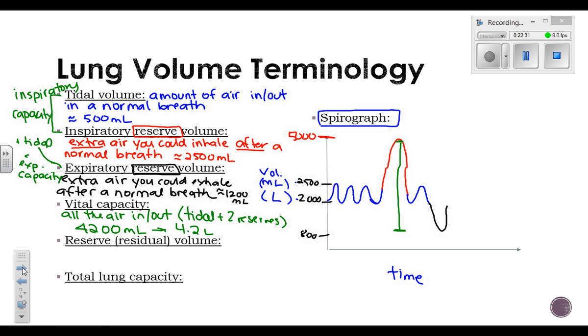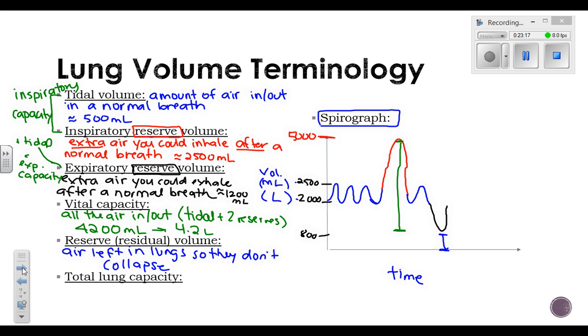Now the last part, which I will label down here, is this space where there's not actually a line on the graph. It's this empty space. And this is called the reserve or the residual volume. This is the air left in your lungs so they don't collapse. You cannot exhale this air. If you did, your lungs would collapse on themselves, and you would probably need help reinflating them.